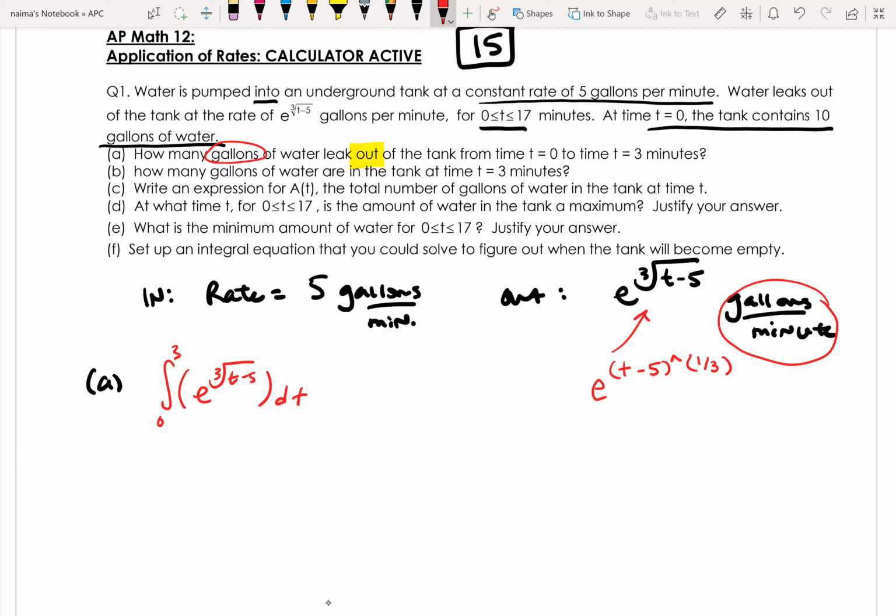So if we take a look at this one here, we're going to get e to the power of the cube root of t minus 5, so x minus 5 to the power of 1/3. And we're going to integrate it from 0 to 3. Now, while my calculator is working on this, I'm already thinking about that next question. This is a strategy that you can use for your AP exam. Oh, my calculator is ready. So I'm going to integrate that, and it's going to tell me that I'm going to get 0.6699, so 0.670 gallons.